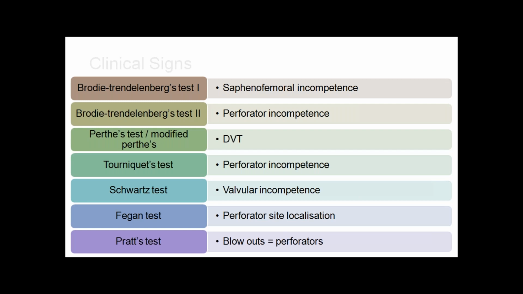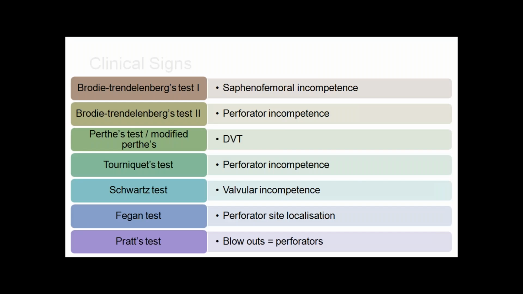So what is Pratt's sign? Pratt's sign is seen in deep vein thrombosis. When you compress both lateral sides of the calf muscle, the patient will get a severe crampy pain. But nowadays we are not doing the Pratt's sign.